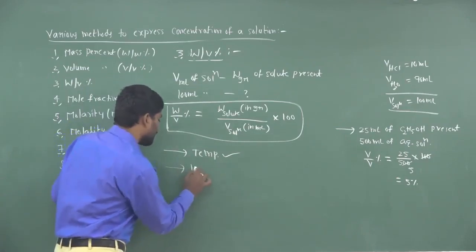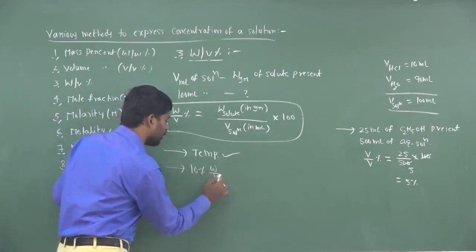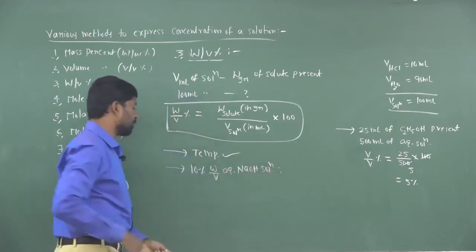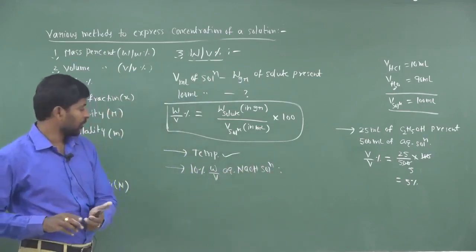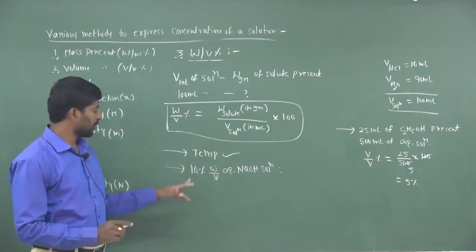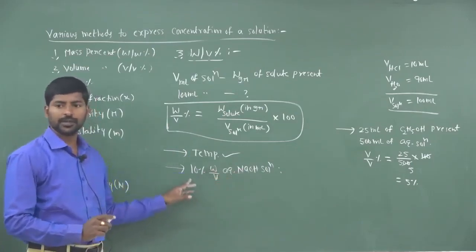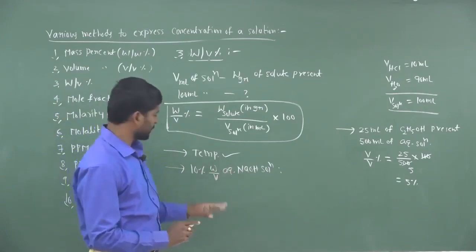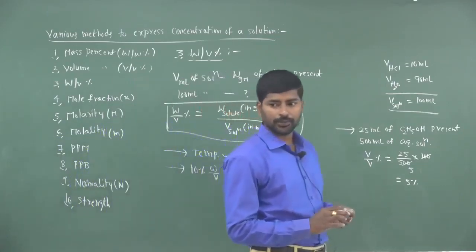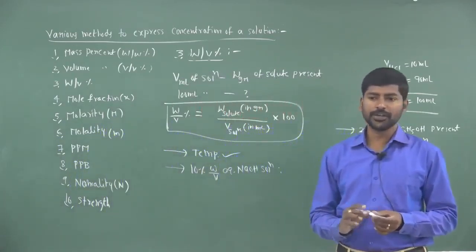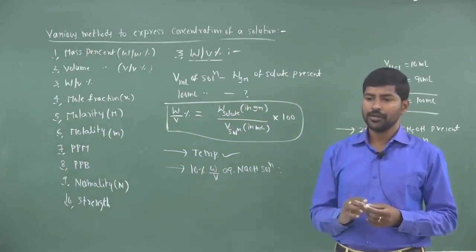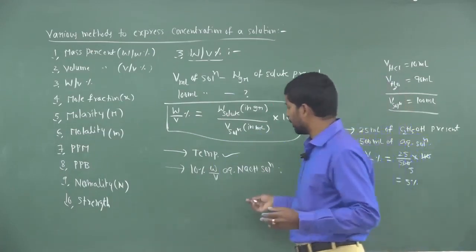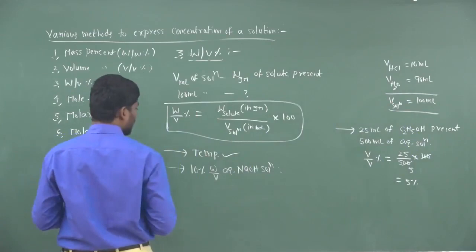Okay, for example, I am giving 10% weight by volume aqueous NaOH solution. What is the meaning of this? 10 grams of NaOH present in 100 ml of solution. So we have to take 10 grams of NaOH and we have to make up to 100 ml. Right, 10 grams of NaOH present in 100 ml of solution.